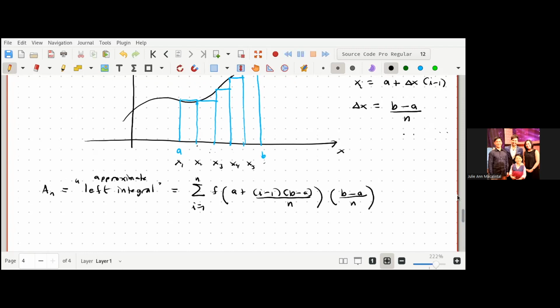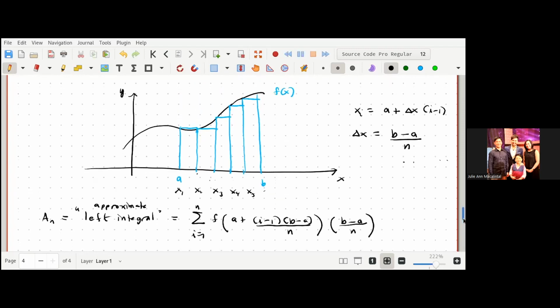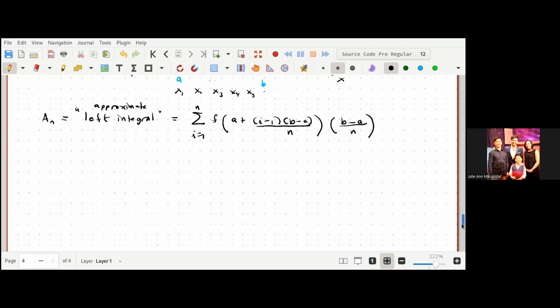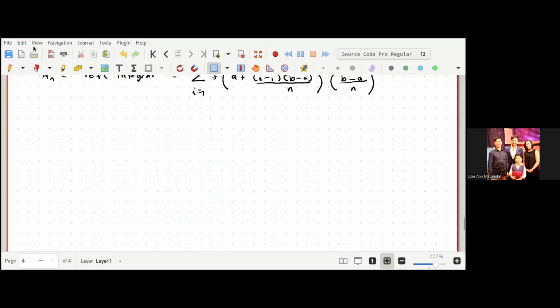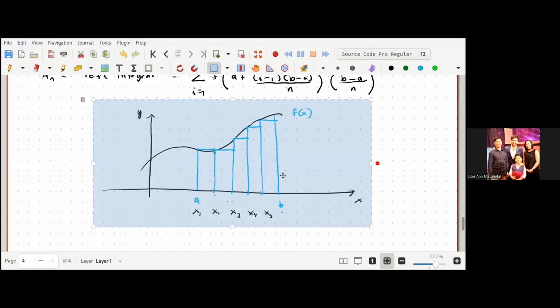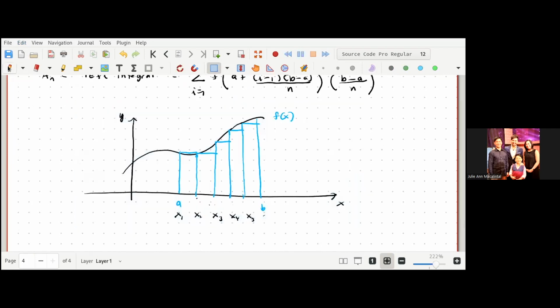Yung gusto kong i-figure out mo, ito. What if gagamitin natin yung midpoint? So let's copy this. So yung midpoint definition. So dito, instead of using yung blue, we'll be using yung green. So ito, yung midpoint.